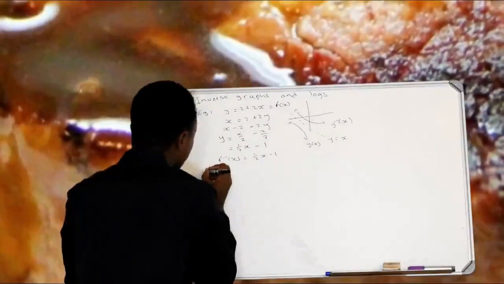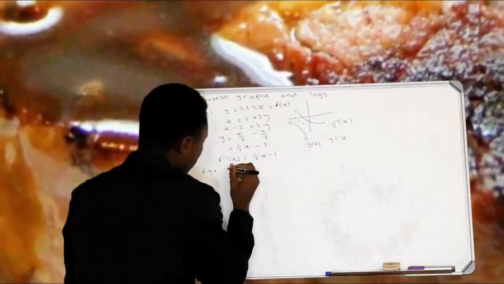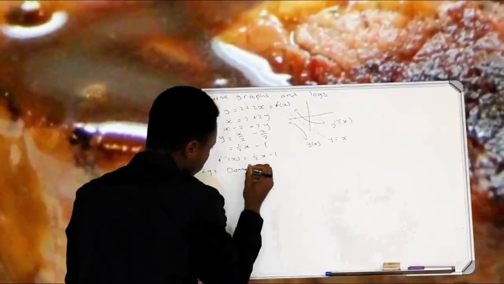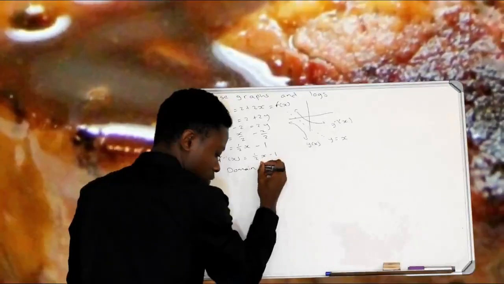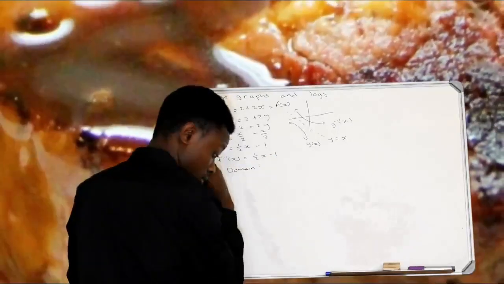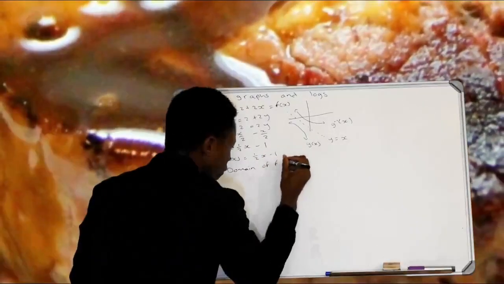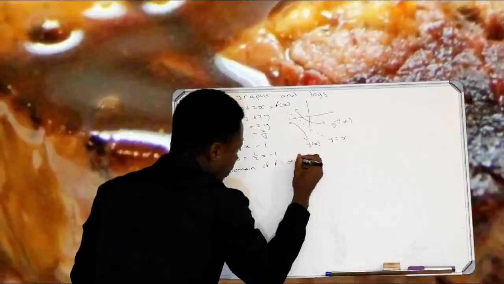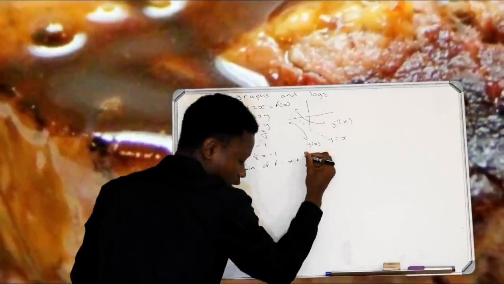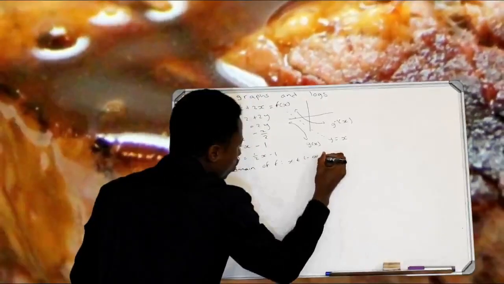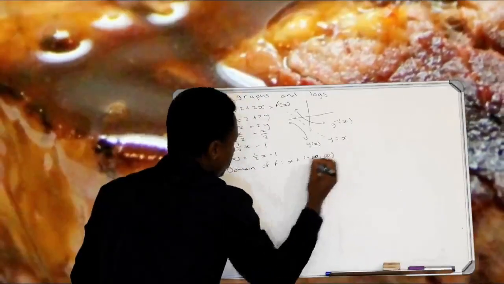They gave me example 2. The domain of f is x is an element of negative infinity to positive infinity.